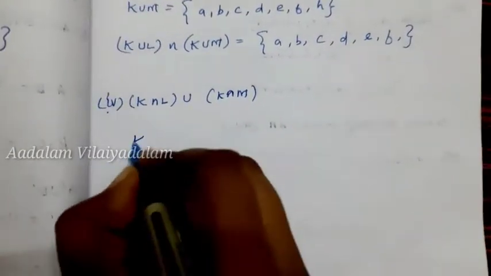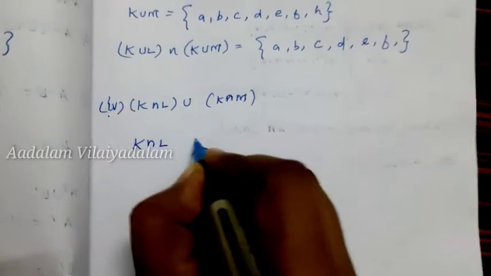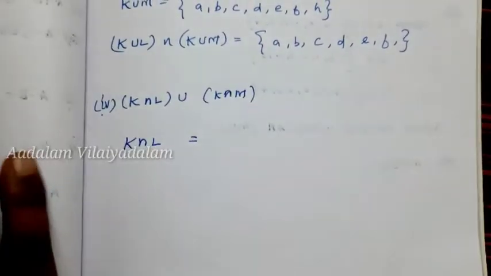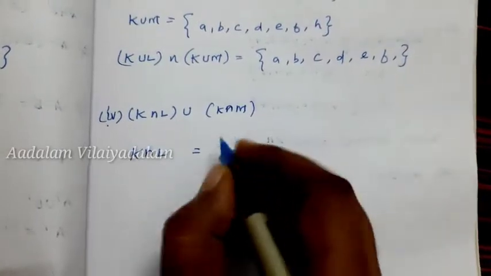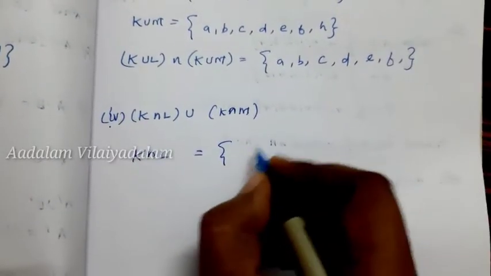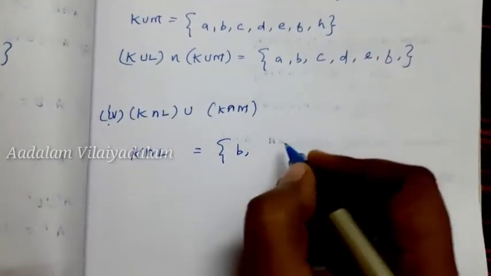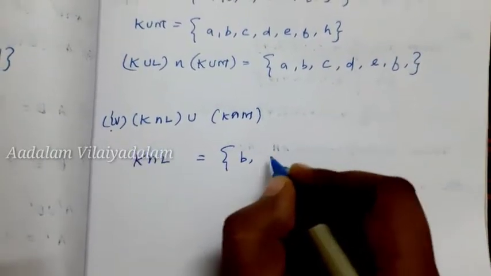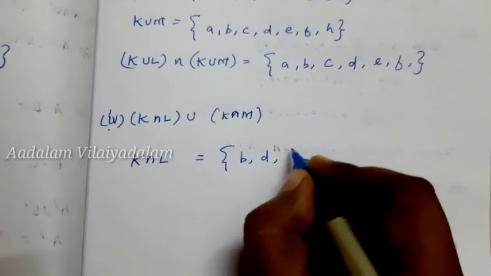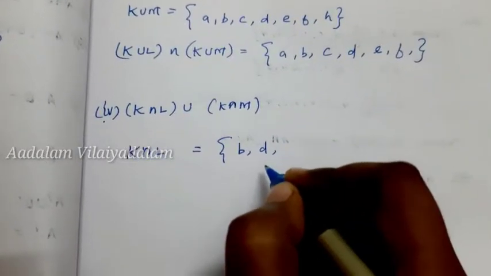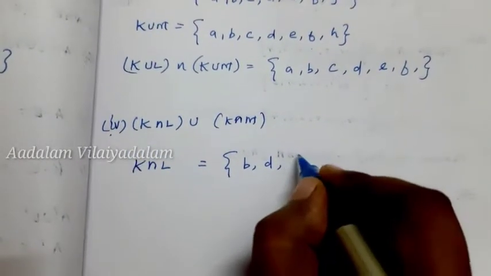Let's find K intersection L. Okay, common elements between K and L. So A is not common, B is common and D is common, and E, F are not common. Okay, only B and D are common.